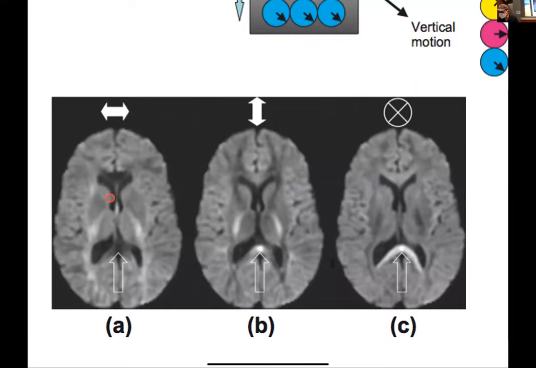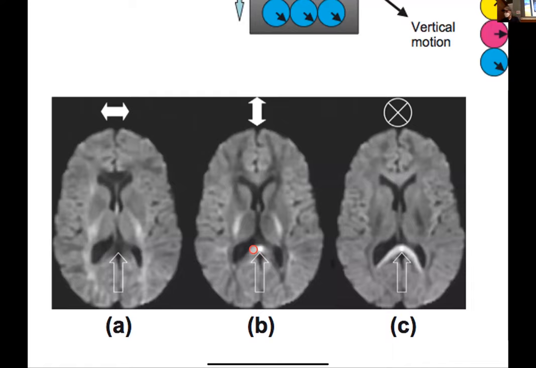Okay. So you can sort of see here, when we apply a gradient this way, this area here is pretty dark, because there's a lot of diffusion going this way, back and forth across the fibers. But if I apply diffusion in this direction here, there's not so much, the signal is much brighter, right? Because spins are not really diffusing very much along against the fibers. Okay, so right there, the fibers are running this way. So most of the diffusion is this way. There's very little diffusion this way.